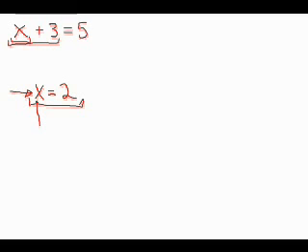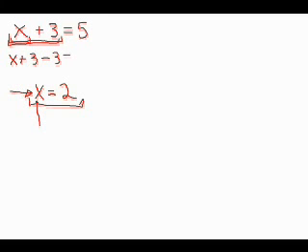So we have to ask ourselves, well, what do we have to get rid of here? We want the variable by itself on one side of the equal sign. So what we have to get rid of here is plus 3. As we saw in the last video, to get rid of plus 3, we do the opposite operation. The opposite of adding 3 would be subtracting 3. So we take the left side of the equation and we subtract 3 from it.